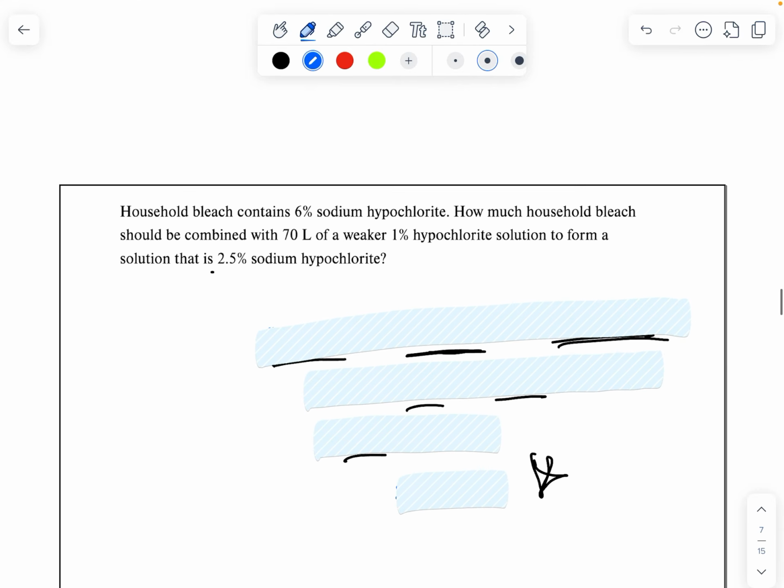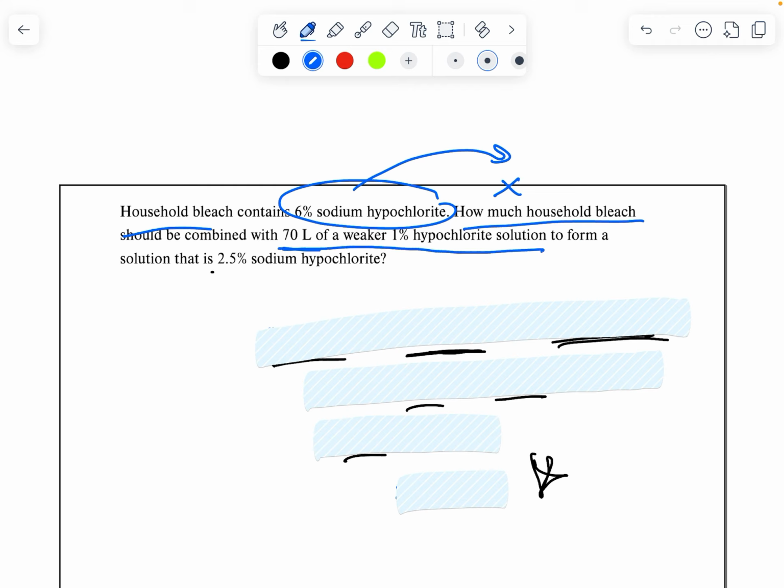Household bleach has 6% sodium hypochlorite. How much household bleach, so we know this is 0.06, how much household bleach, if it says how much, that's your x. So how much of that 6% should be combined with 70 liters of a 1% solution? So that'd be 70 times that 0.01.